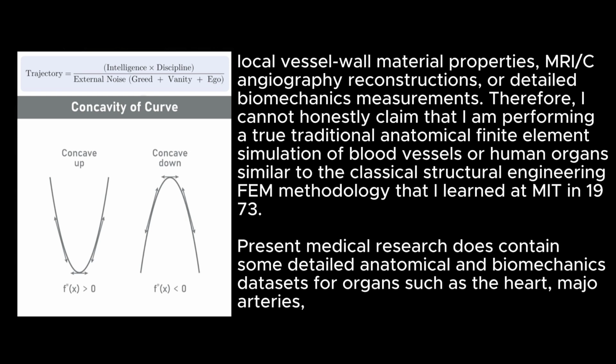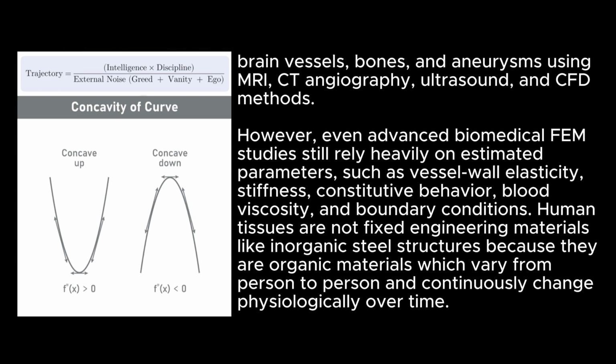Present medical research does contain some detailed anatomical and biomechanics studies for organs such as the heart, major arteries, brain vessels, bones, and aneurysms using MRI, CT angiography, ultrasound, and CFD methods. However, even advanced biomedical FEM studies still rely heavily on estimated parameters, such as vessel wall elasticity, stiffness, constitutive behavior, blood viscosity, and boundary conditions. Human tissues are not fixed engineering materials like steel structures because they are organic materials which vary from person to person and continuously change physiologically over time.